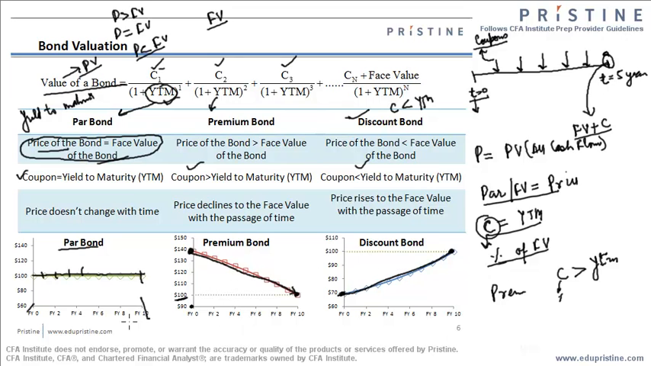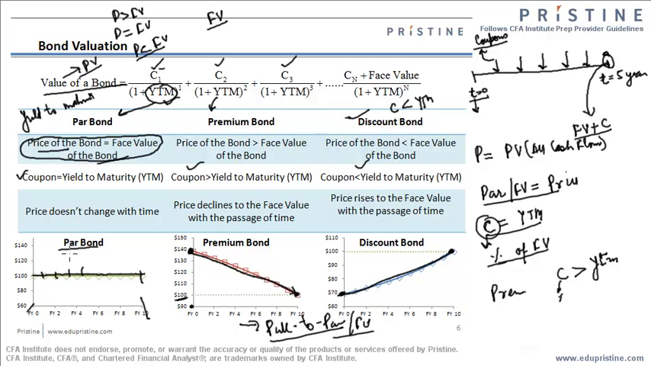This particular concept, where at maturity the prices of all the bonds converge to the face value, we call pull to par. So with respect to time, the prices are pulled towards the par value or the face value.